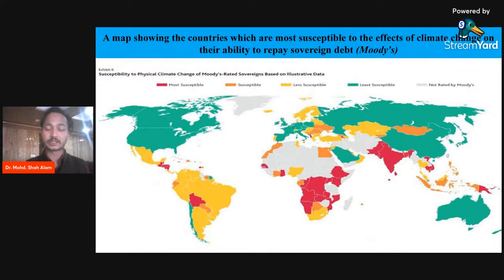The debt is taken from trade or from other countries. Other countries like Sudan, Colombia, and Egypt in Africa are also severely impacted by climate change. Russia, Alaska, and China are the least susceptible countries in terms of the effect of climate change on their ability to repay their sovereign debt.